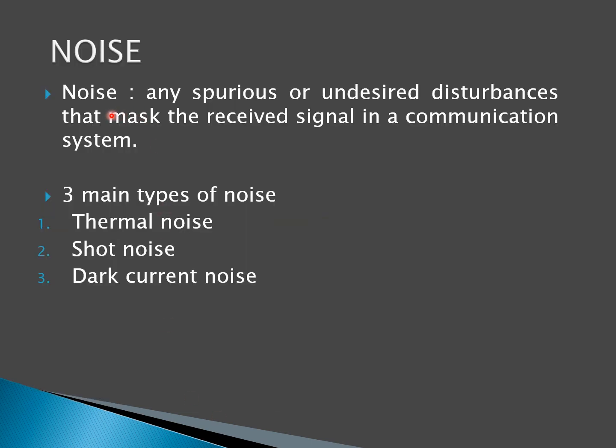Now let us look at noise. Noise is any spurious or undesired disturbance that masks the received signal in a communication system. There are three main types of noise: thermal noise, shot noise, and dark current noise. We will see more in the next slide.